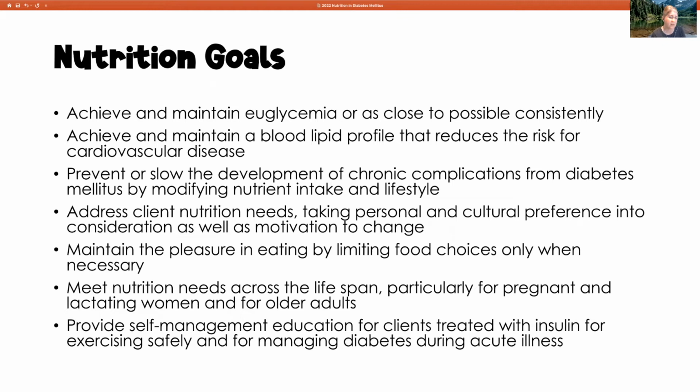We also want to address client nutrition needs, and this is important. We want to take into account any personal or cultural preferences so that we can help this client stay motivated to make nutrition changes. We also want to maintain the pleasure in eating by limiting food choices only when absolutely necessary. We want to meet nutrition needs across the lifespan. Remember, when we think about diabetes type 1, we could be talking about a very young child, a 7 or an 8 or a 9-year-old. And when we think about diabetes mellitus type 2, we could be talking about a young adult, a middle adult, an older adult. So we really do want to be able to meet nutrition needs across the lifespan.